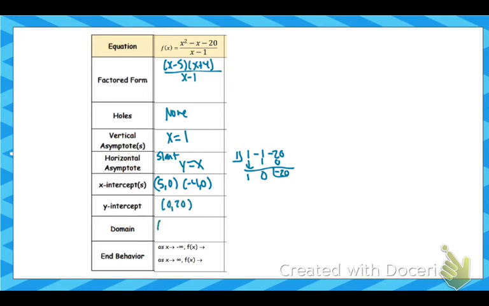And then domain, I start at -infinity. I cannot touch holes or vertical asymptotes. There are no holes. There's only one vertical asymptote. End behavior here, it's going to approach the slant asymptote. So think about what the slant asymptote's doing. The line y equals x looks like this. So as x approaches -infinity, f of x approaches -infinity. And as x approaches positive infinity, f of x approaches positive infinity.